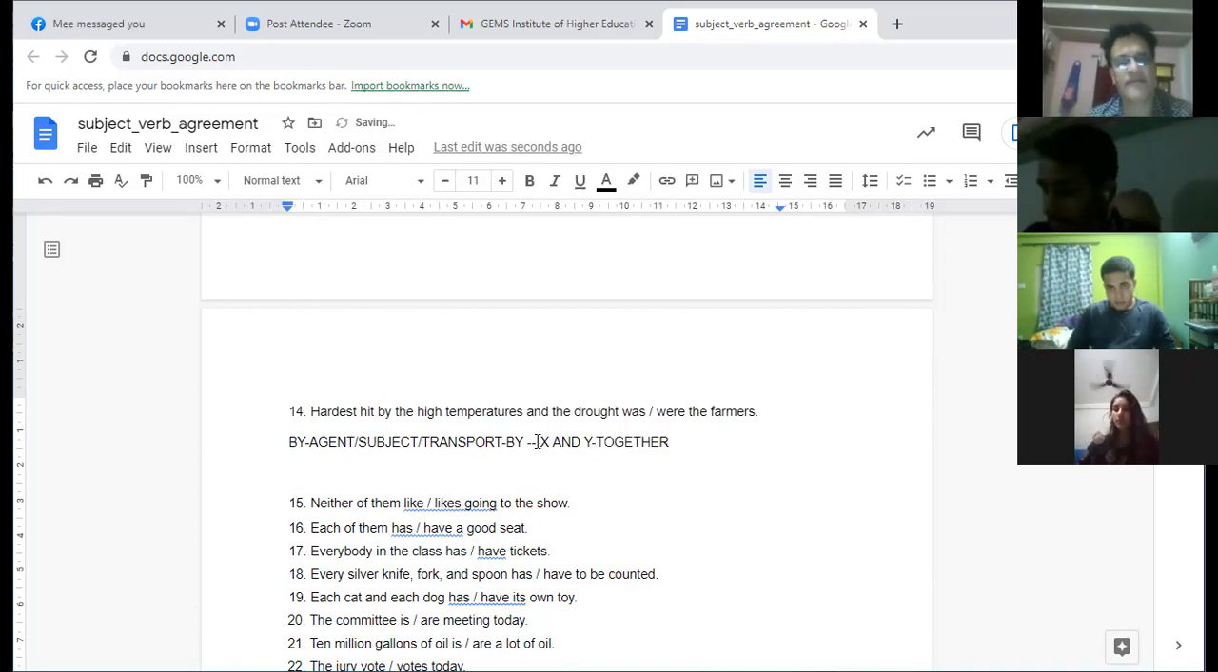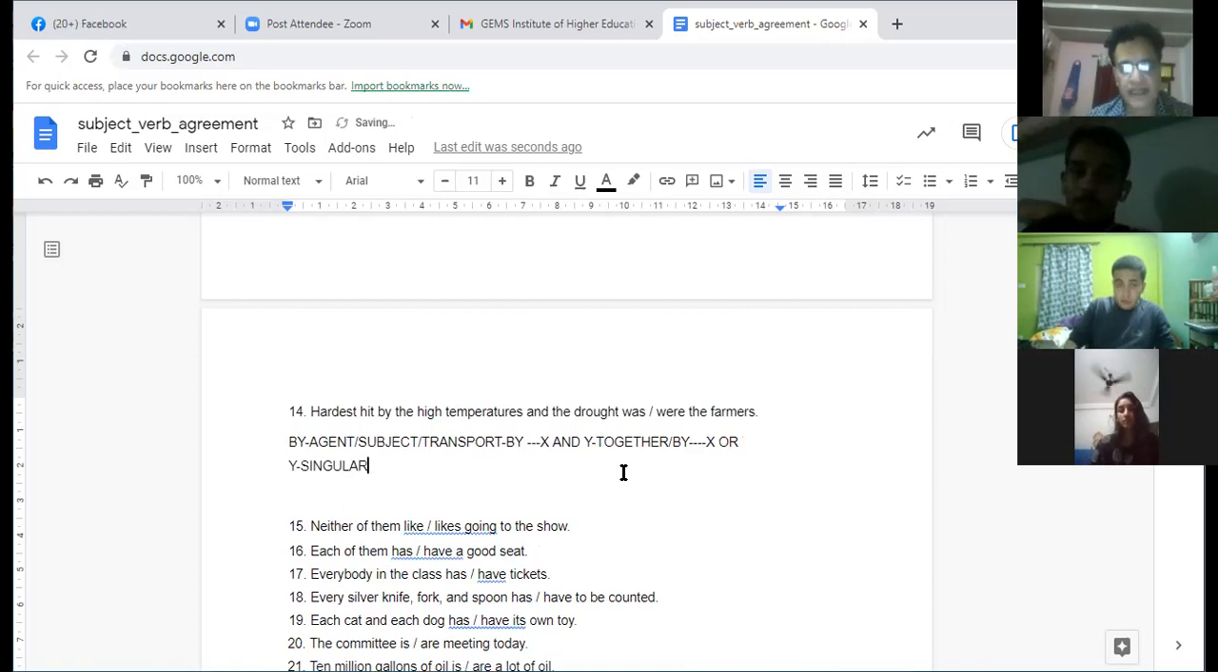If it were given as 'and', then I would use another formula. Hardest hit by the temperature, okay, by and after that x factor, the high temperature, and then y is given. Now this, I have to take a single one to work with, so this is singular. But here 'and' means together. So that's why now give me your answer, please.